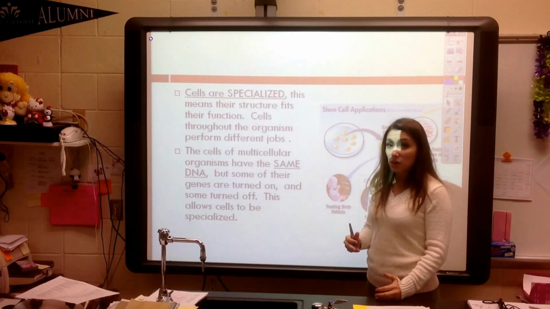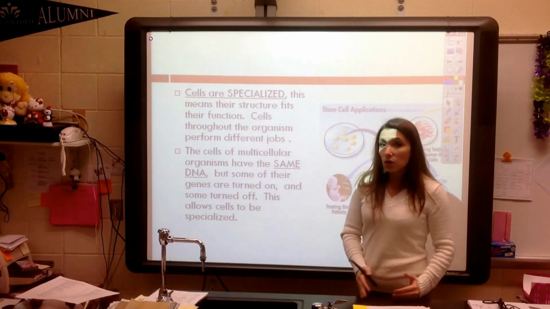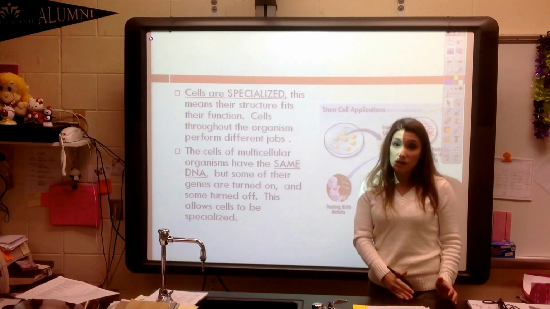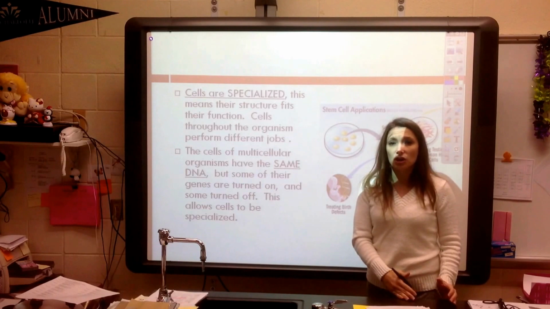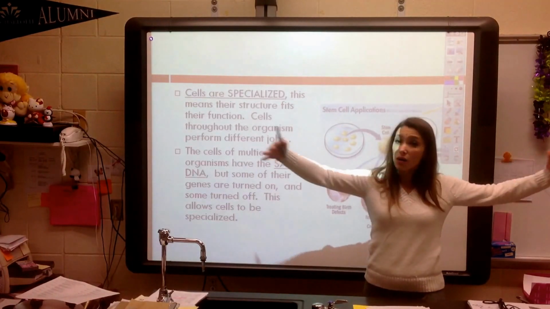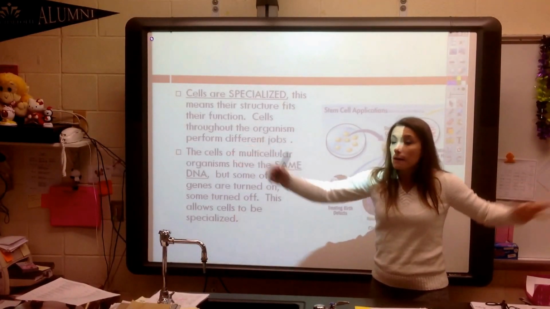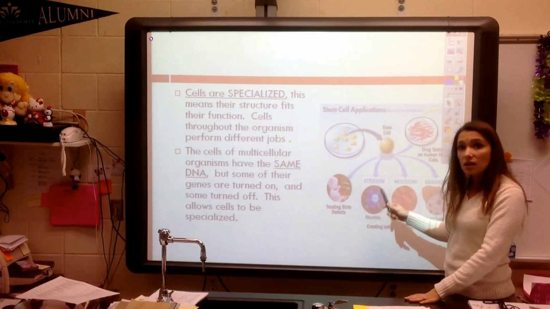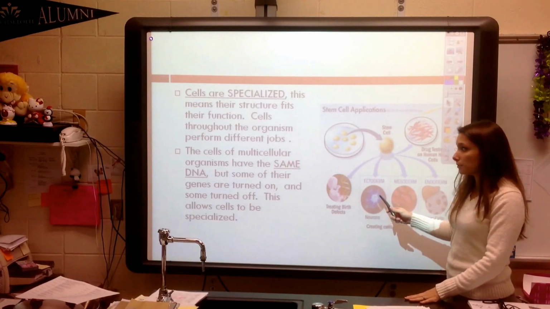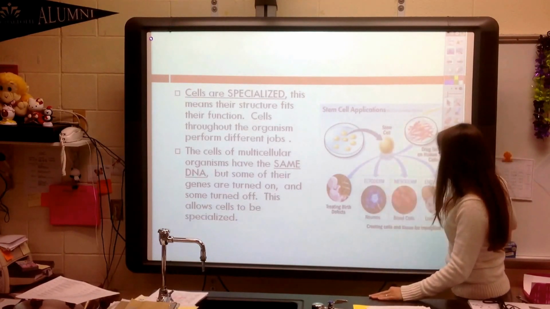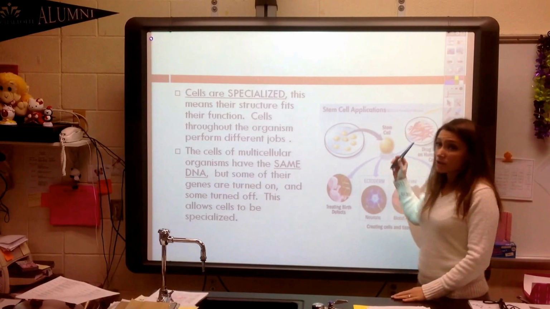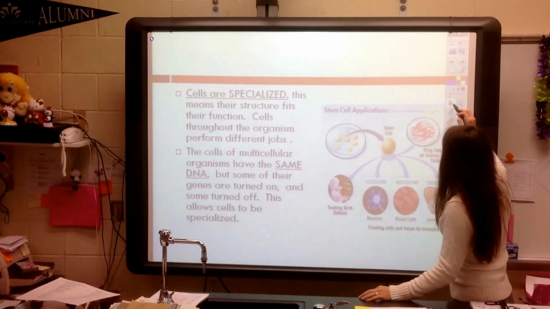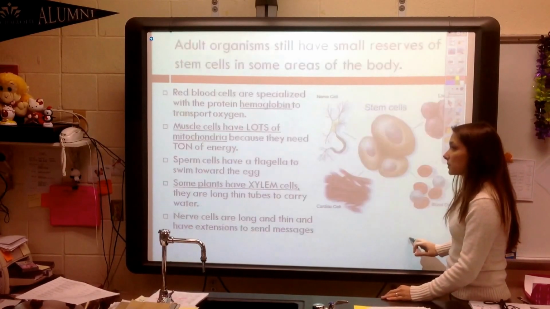It's kind of like if you were given a cookbook, but you only worked in a restaurant that served breakfast. You'd only be using the recipes that are in the breakfast section. So your DNA gives you all the recipes that you might need. But if you are a brain cell, you're only going to be using the genes to help with the brain function. So all your cells have the same DNA, but some genes are turned on and some genes are turned off. And that is what allows the cells to become specialized.